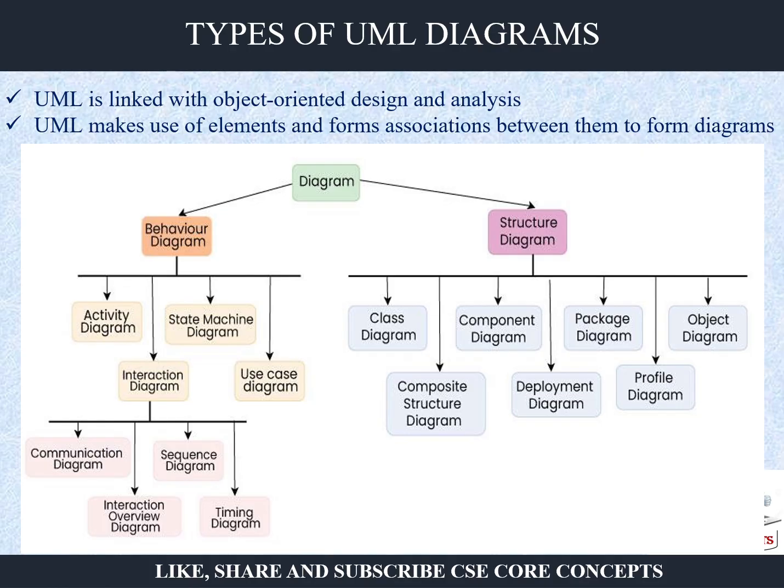UML diagrams are basically classified into two parts. Some show the behavior of the system, so they are called behavioral diagrams, and some show the structure of the system, so they are the structural diagrams. Structural means the class diagram, which shows the different classes used in the software and how these classes are related to each other. Then there are the composite structure diagram and the component diagram.